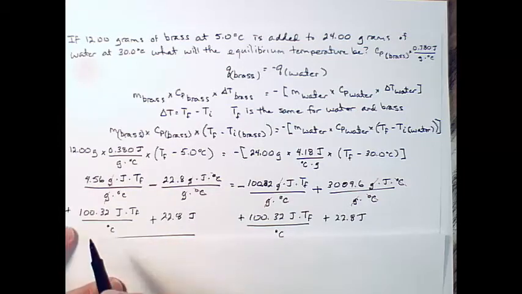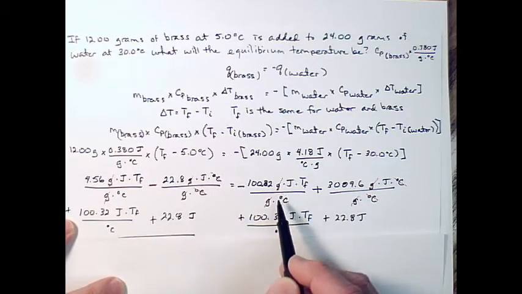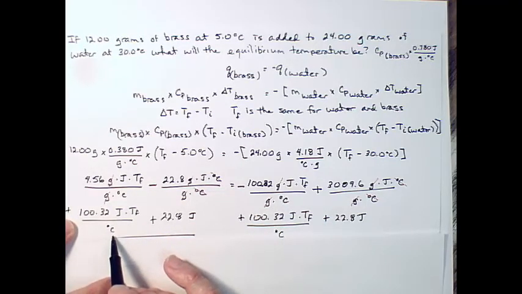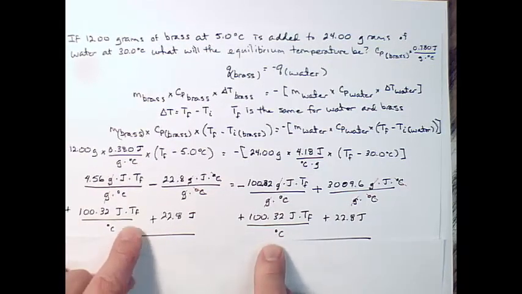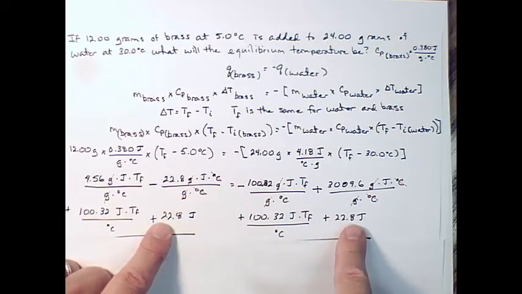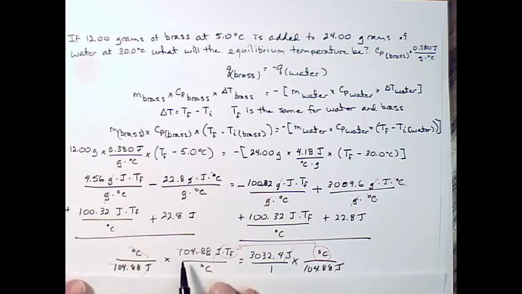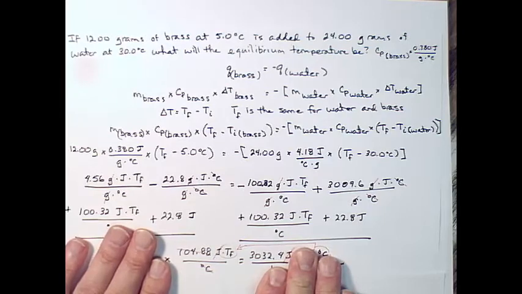Okay, I'm adding that 100.32 joules TF degrees C, 100.32 joules times TF degrees C here, adding it to both sides. Okay, they're both right here. And I'm going to add this term, 22.8 joules, to both sides. And what that's going to allow me to do then is to get 104.88 joules TF degrees C on this side and 3,032.4 joules on the right side.